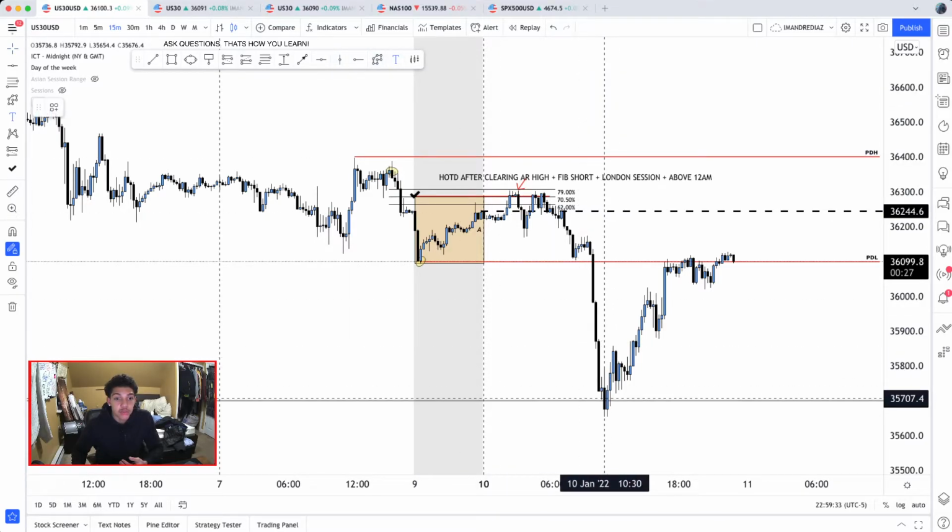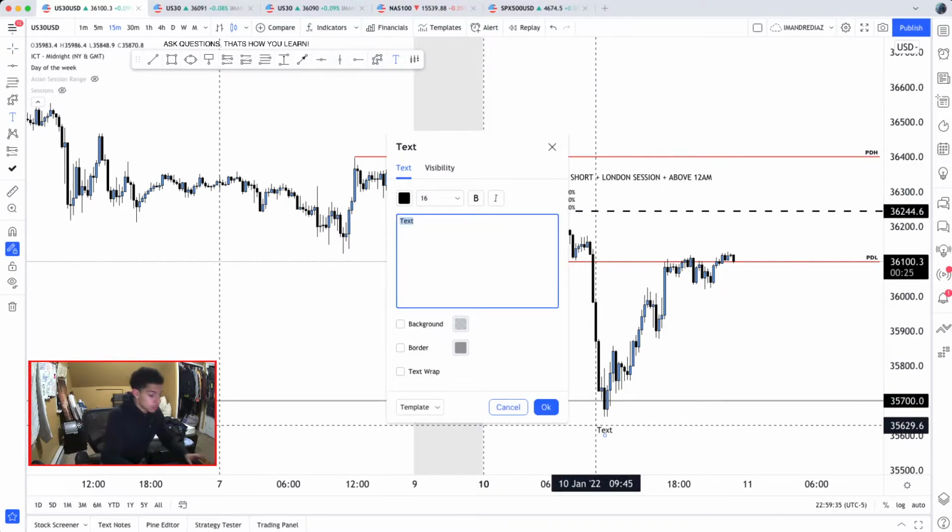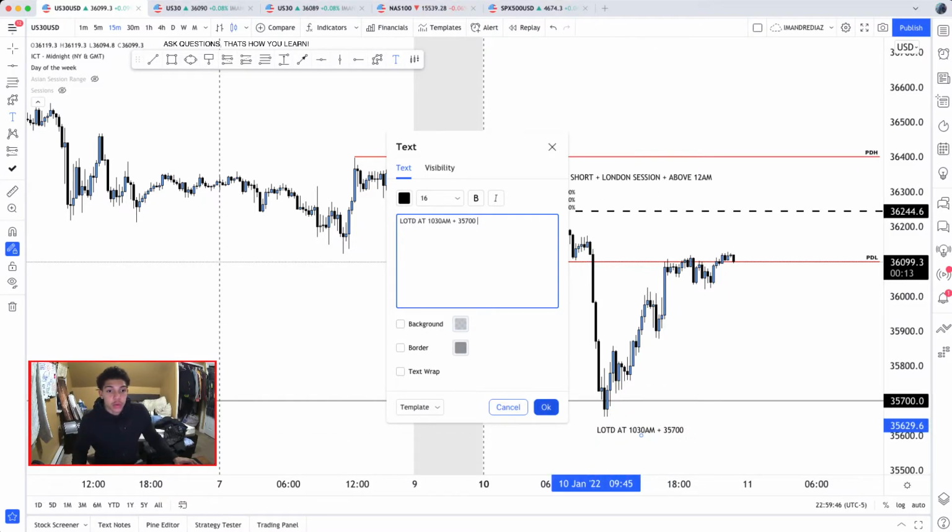And at what time? This was at 10:30 in the morning. So we got the low of the day at 10:30 a.m. plus 35,700, and that's what we're going to have right there.